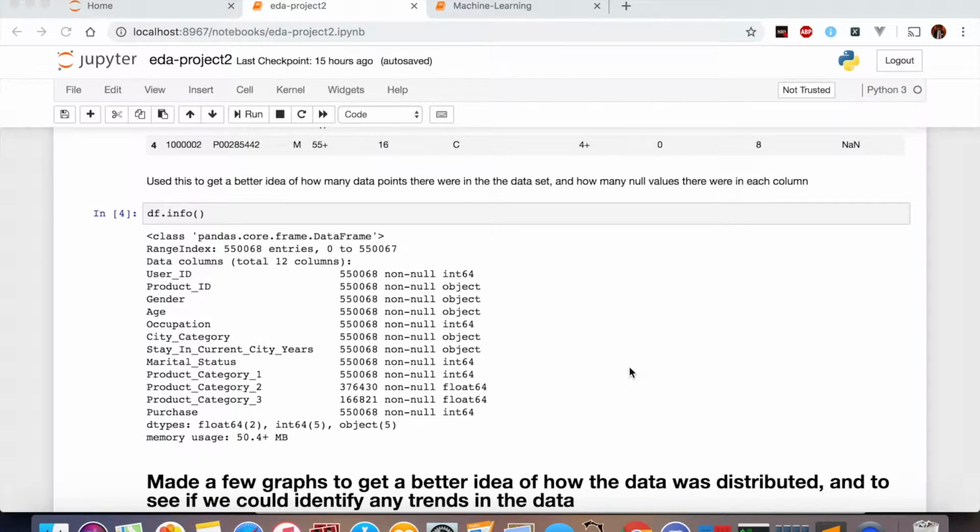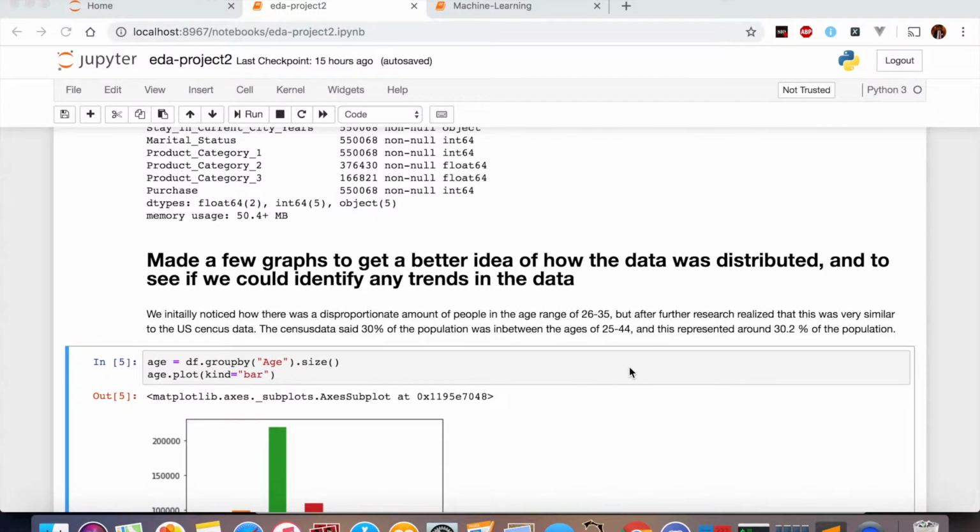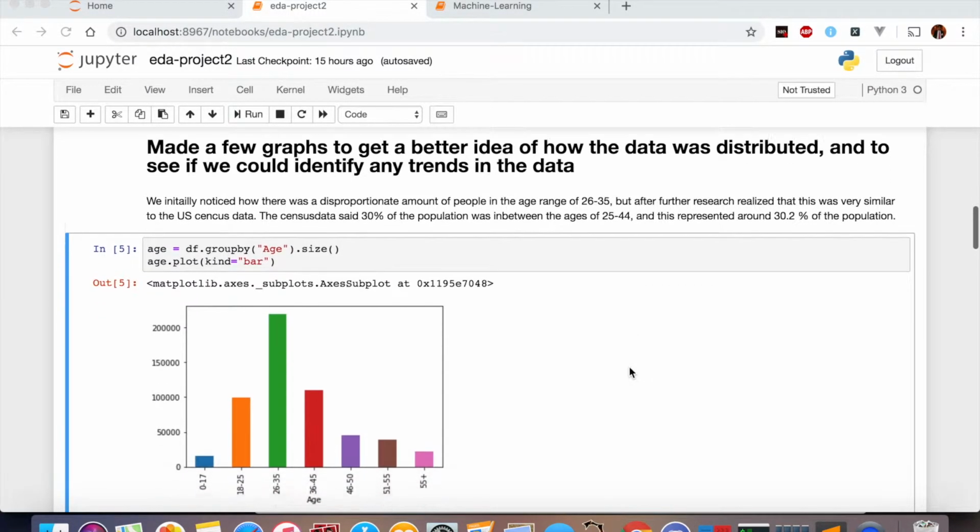This kind of makes sense, as product category 1 was the most general product category type, so not all the products would have a second or third category. And every other column had no null values. After that, we wanted to get a better idea of each column and see how many values we had for each bin in the columns, because these were all categorical variables in the end.